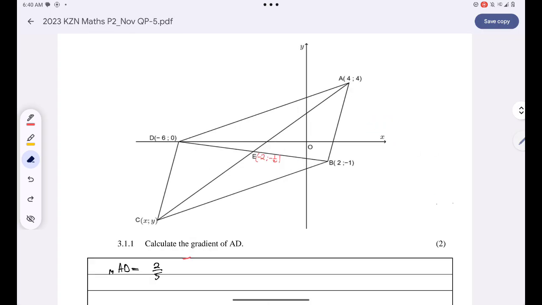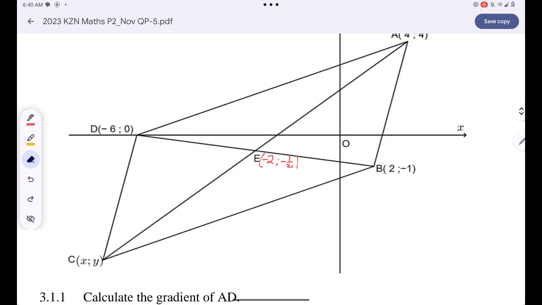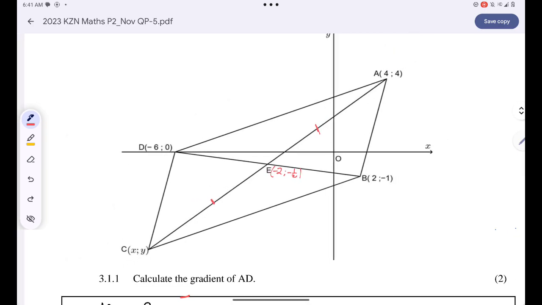The properties of a parallelogram simply say that opposite sides are parallel and equal, and the diagonals bisect one another, which simply means that EC is equal to AE. Why? Because the diagonals bisect one another.